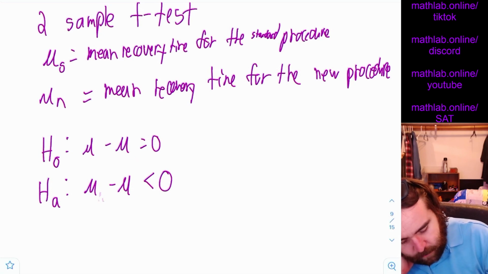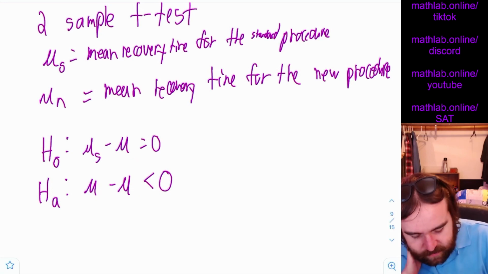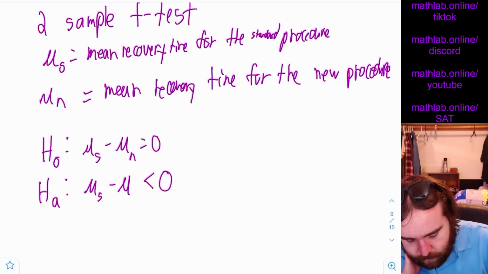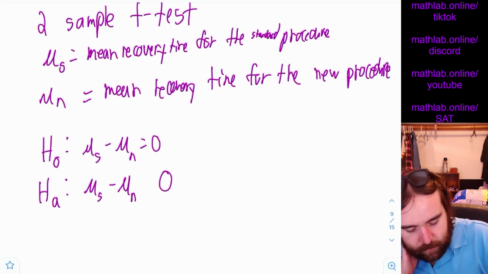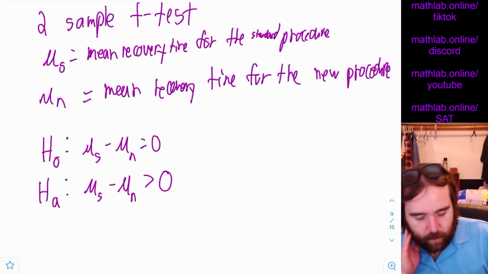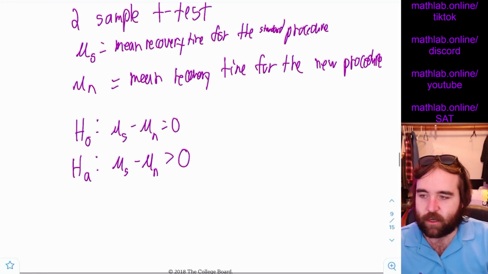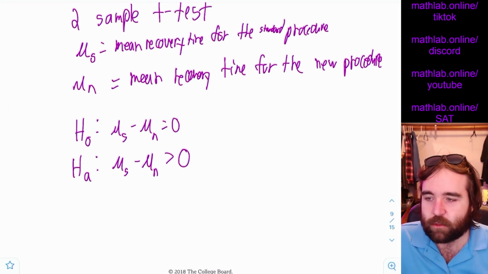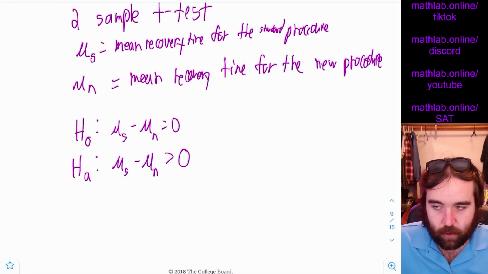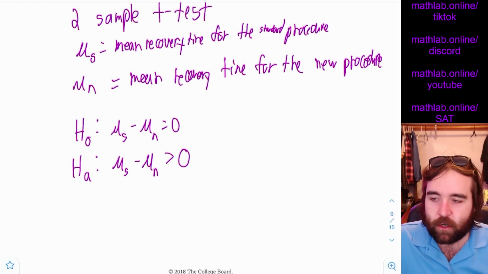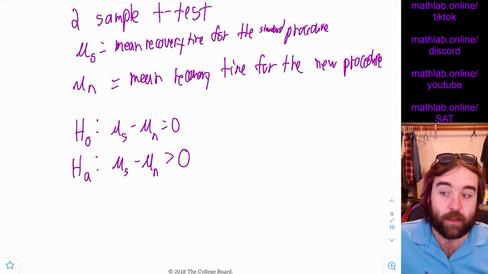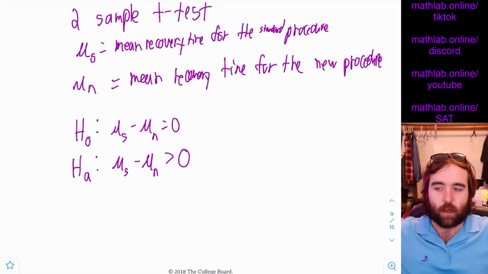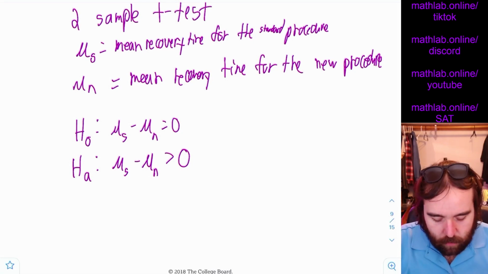So we want the standard time to be longer. In this case, smaller is better. One of the rare cases that smaller is better. Okay, so now we've got it set up. The null hypothesis is that the recovery time of the standard procedure minus the new procedure is 0, because they're the same. The alternative is that the standard minus the new is bigger, because the standard takes longer. Okay, now we've got it set up.